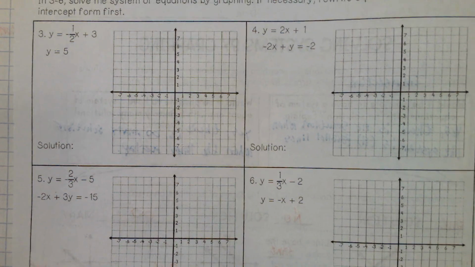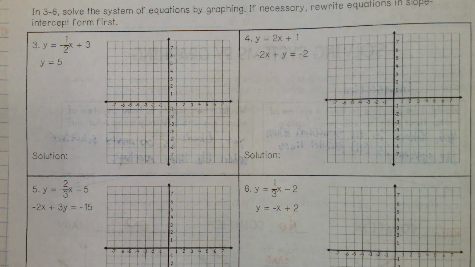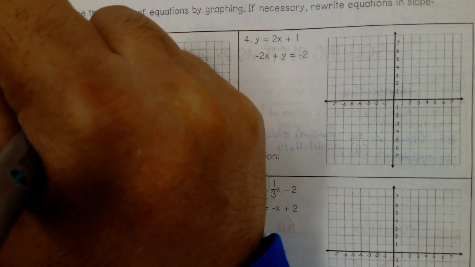We're going to do 3 and 4, and we'll worry about the other ones tomorrow. Okay. So we're going to continue graphing. Let's start with y equals negative 1/2 x plus 3. Again, we want the slope and the y-intercept.